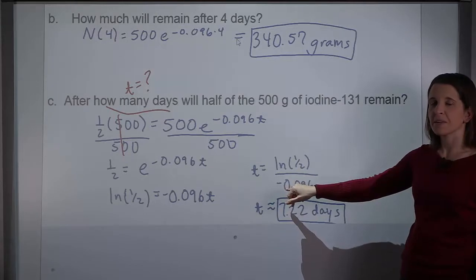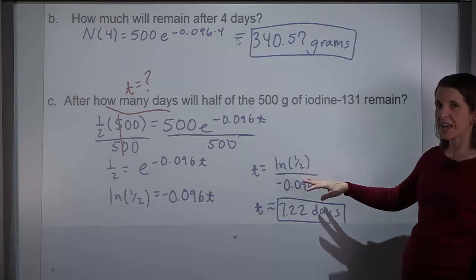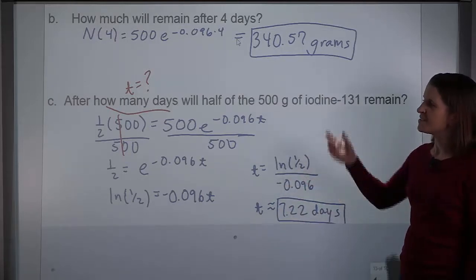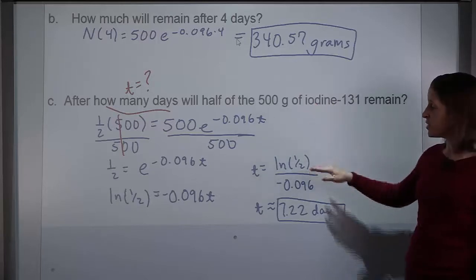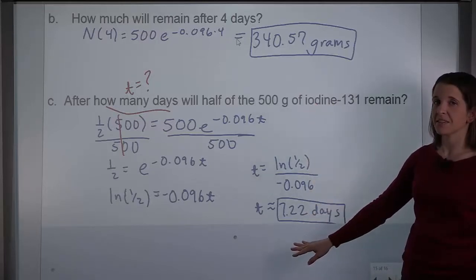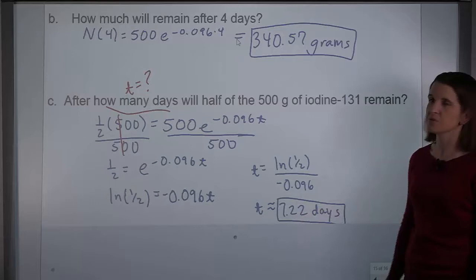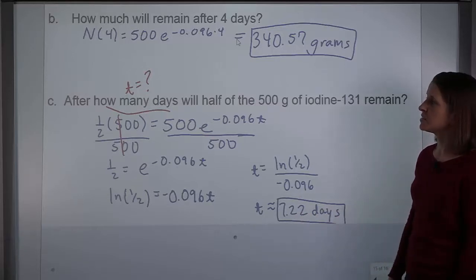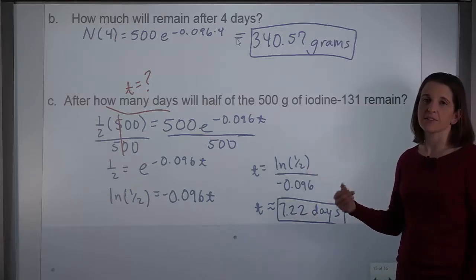It might worry you, and I'm going to show you on the next slide, it might look like this is going to be a negative answer if you just glance at it. And it's time, so it probably shouldn't be negative, but if you do type it into your calculator, you will see it is a positive number, 7.22 days. So it would take about 7.22 days for half of that material to be left.